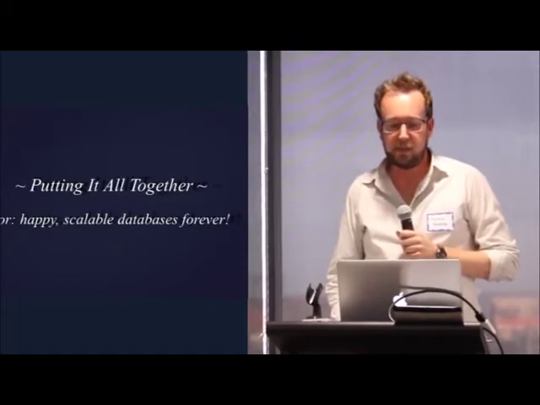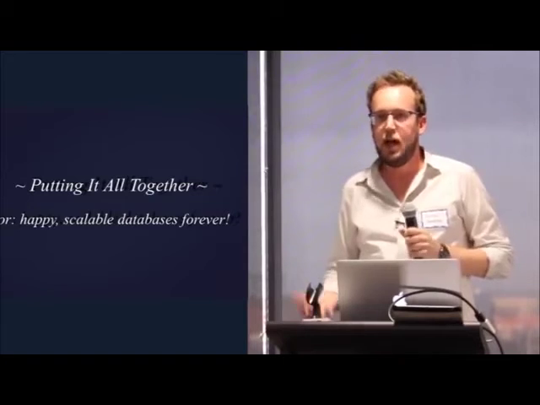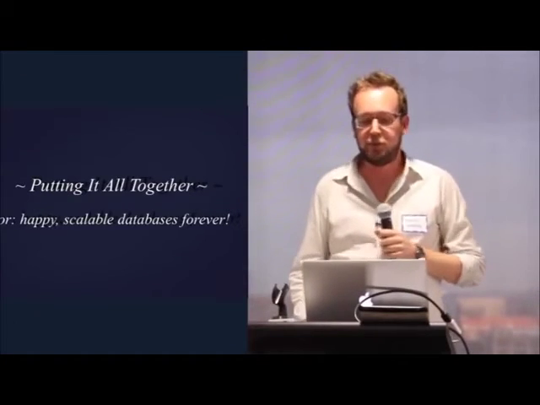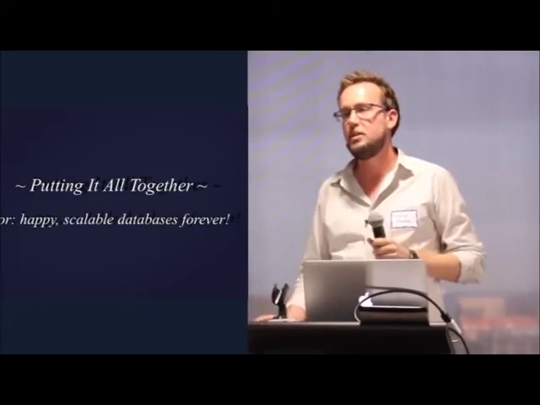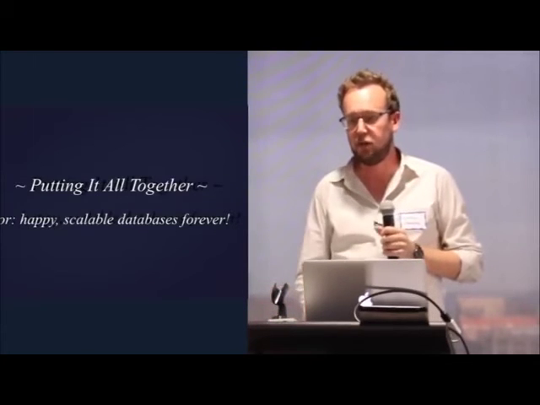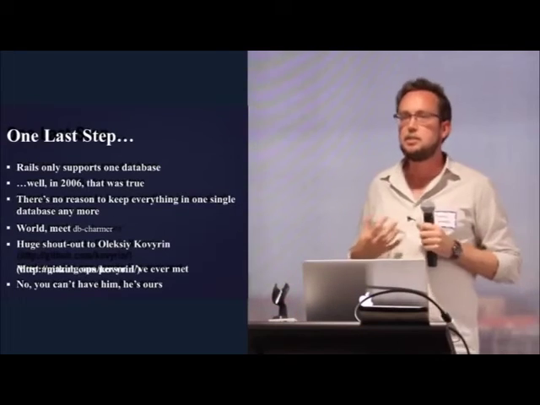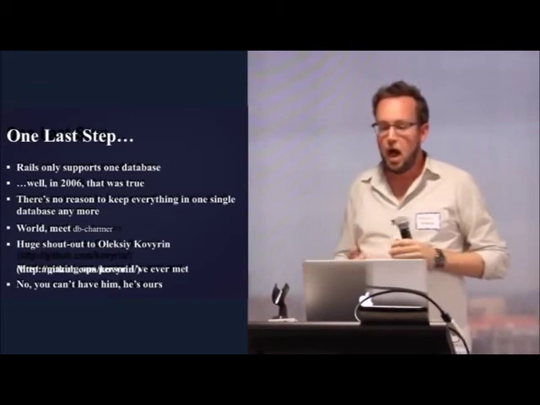So the last piece I'm going to show is how do you put all this together? How do we synthesize this? So way back when, Rails only supported 1 database. But we know that's not true anymore, right? It's been a long time since that. There's no reason to keep everything in 1 database anymore. I'm actually kind of surprised at how many people still do this.